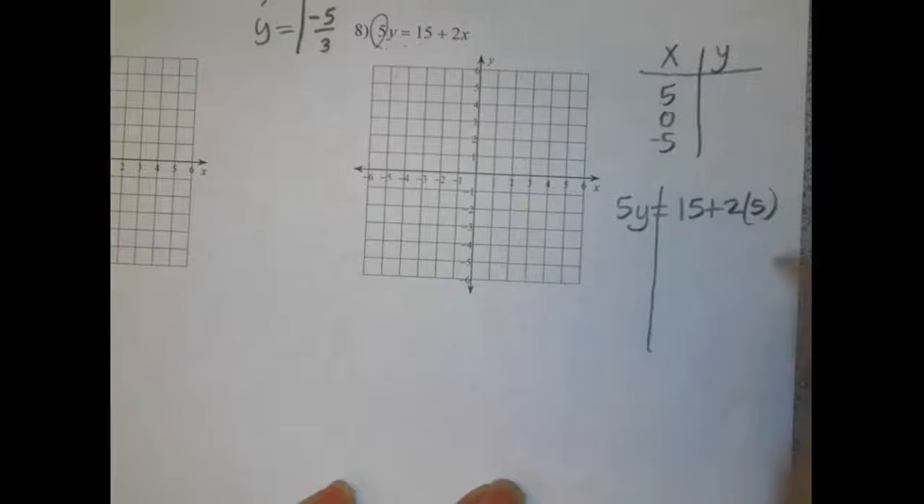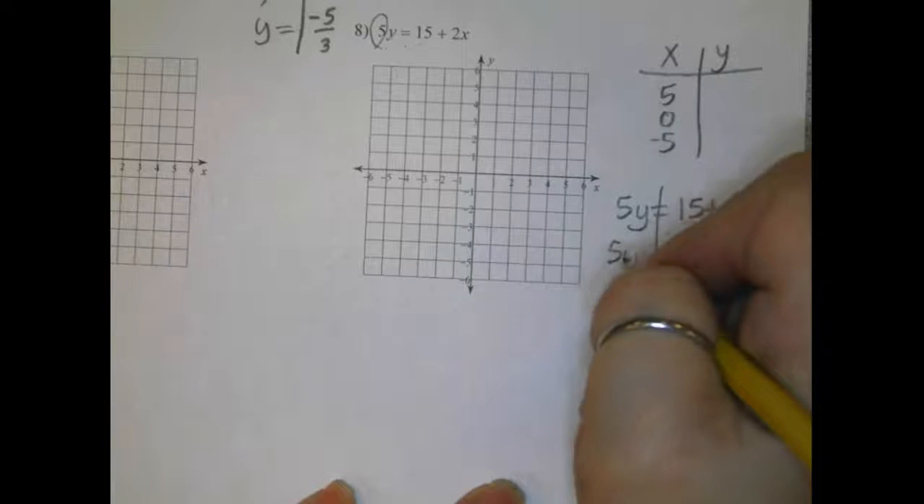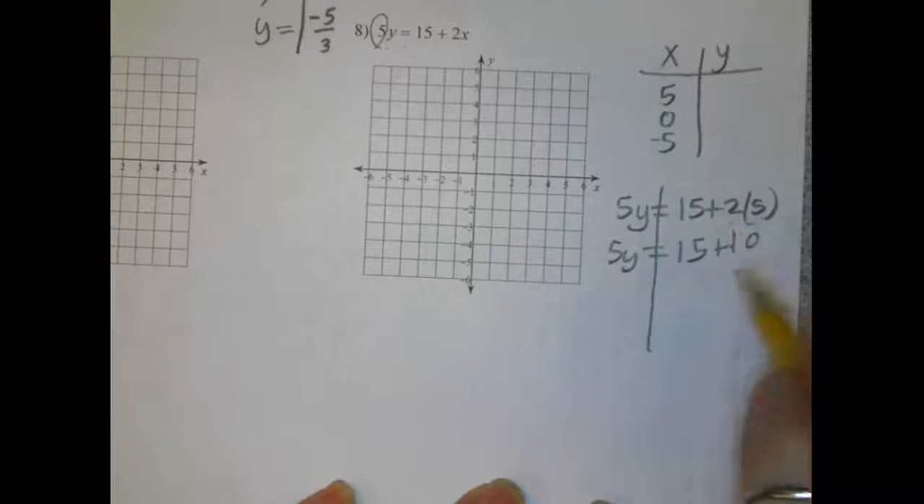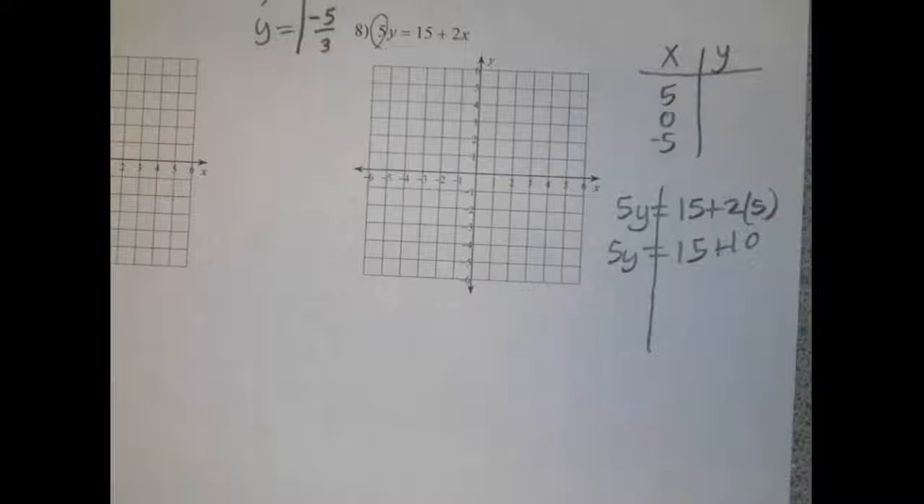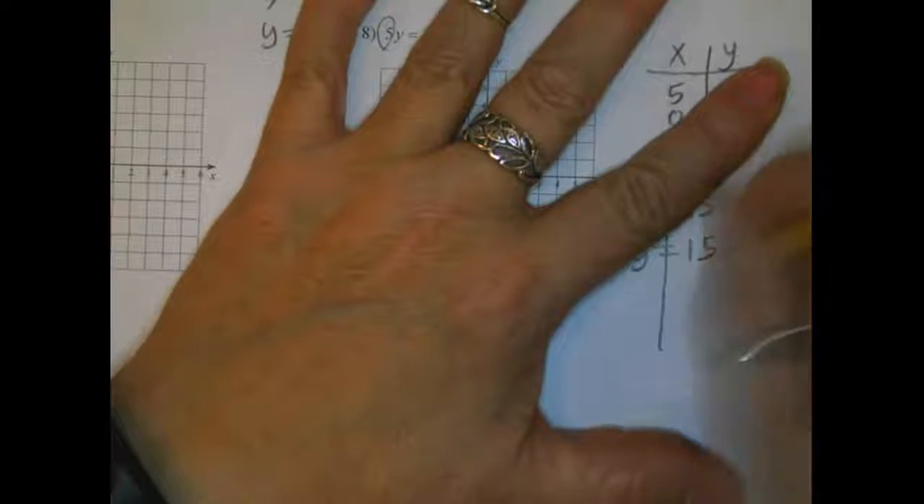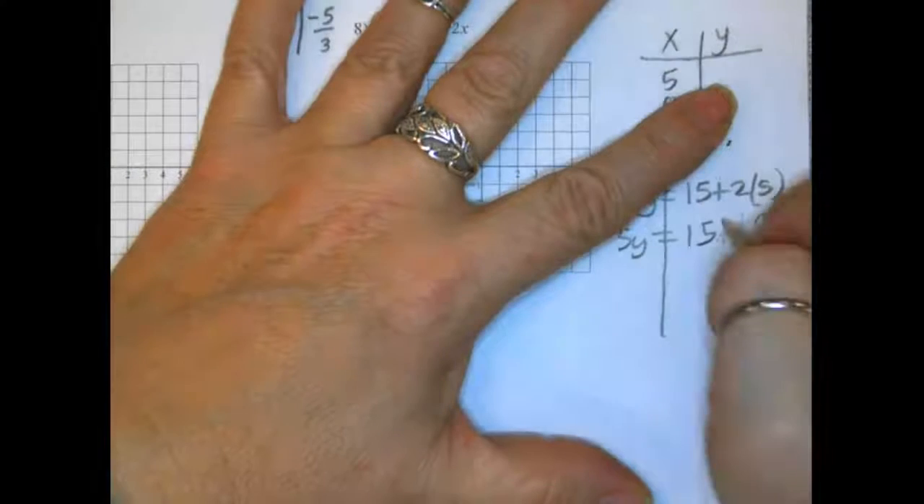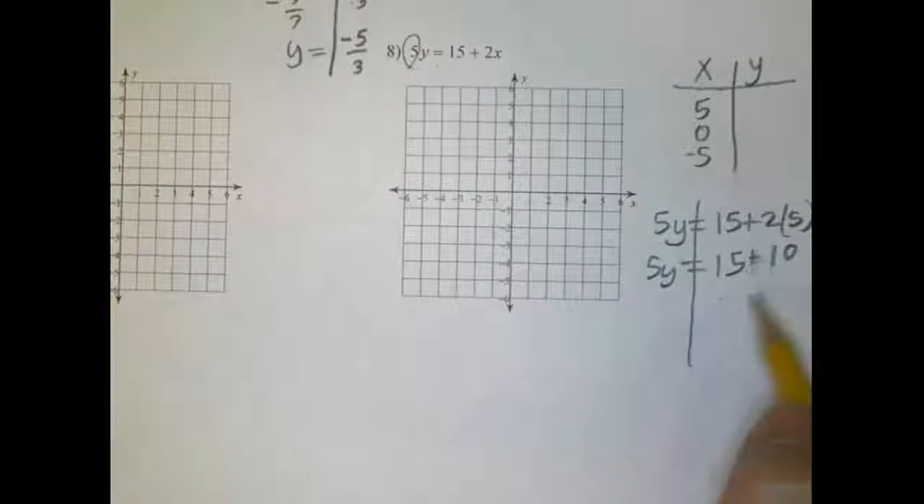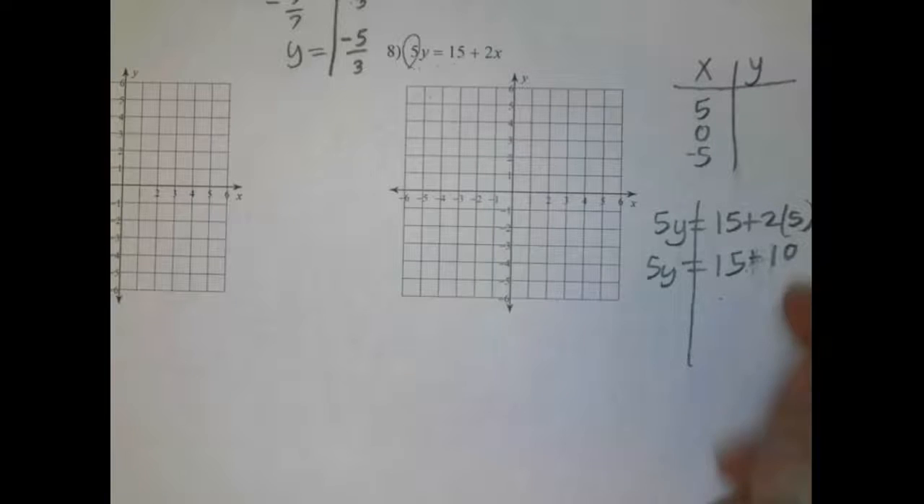So let's bring it down. What's 2 times 5? 10. Bring down my 5y, my equals, and my 15. 2 times 5 is a positive 10. Whoa, wait a minute. Do I have to combine like terms now? Don't I have a 15 and a 10? No, it's plus. I know it looks like H, doesn't it? Let's fix it. 15 plus 10. There we go. So can I add these two terms? Yeah. So what is 15 plus 10? 25.